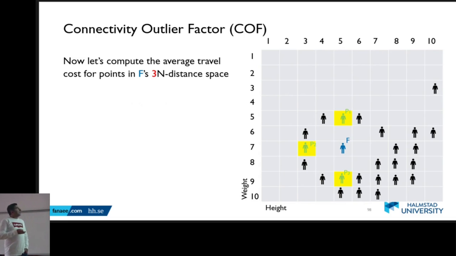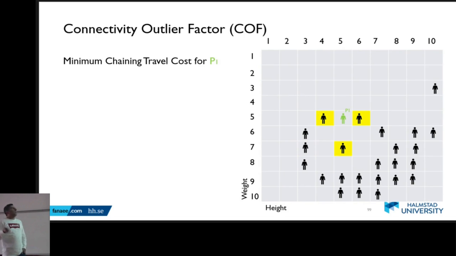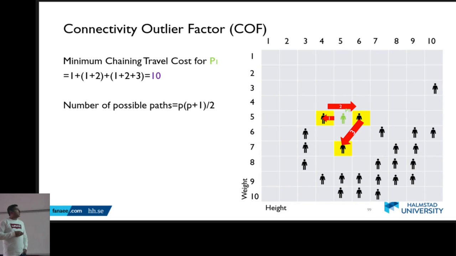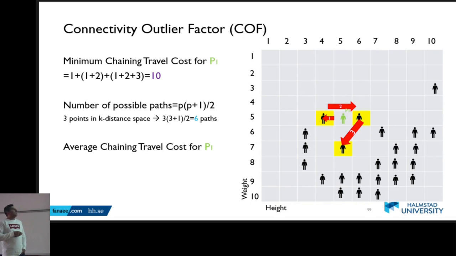Now let's compute the average travel cost for the points in F's 3N distance space, these points, P1, P2, and P3. We do the same thing. We see how many possible ways we can reach the furthest point. Here we have 6 possible ways. So 10 is the minimum distance: 1 plus 1 plus 2 plus 1 plus 2 plus 3 becomes 10.